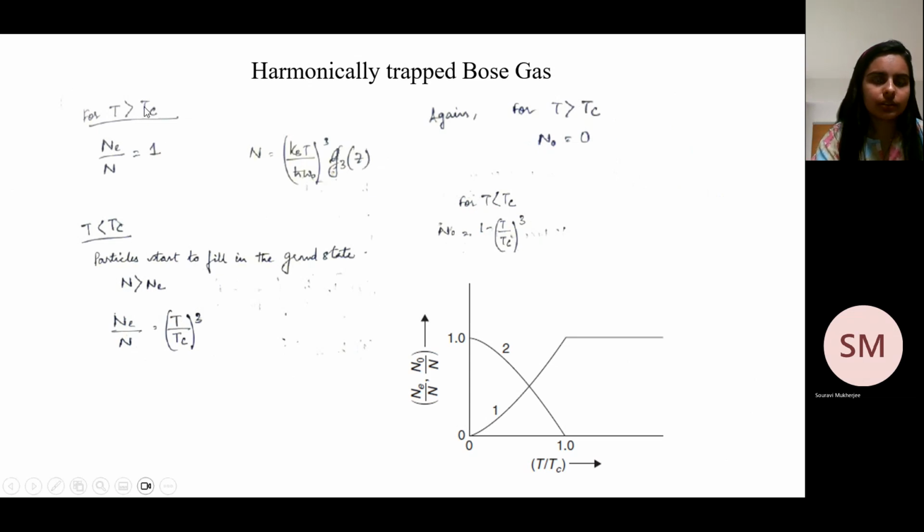And similarly, now for temperatures above Tc, your Ne by N is equal to 1, and this is how you define N. While for T less than Tc, what happens is now your N is greater than Ne, so particles start coming to the ground state, and then Ne by N is given by this relation here. So this is how the plots look like.